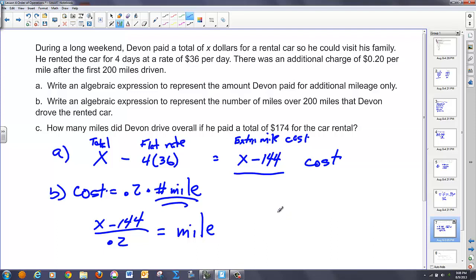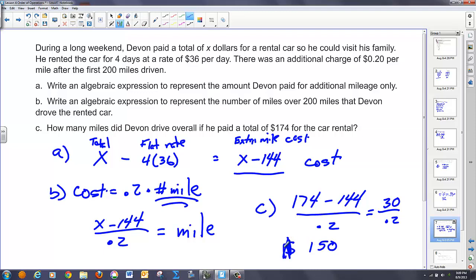Finally, in part C, it asks how many miles did the guy drive if he paid a total of 174. Well, I can grind that out by substituting 174 in for x. So problem C is going to be: take the total cost, subtract off the 144 flat rate, and divide that by 0.2. This ends up being 30 divided by 0.2, which I believe is 150. So he drives a total of 150 miles. I would consider that a fairly tough problem. There's a lot of verbiage in there that you've got to sort out.